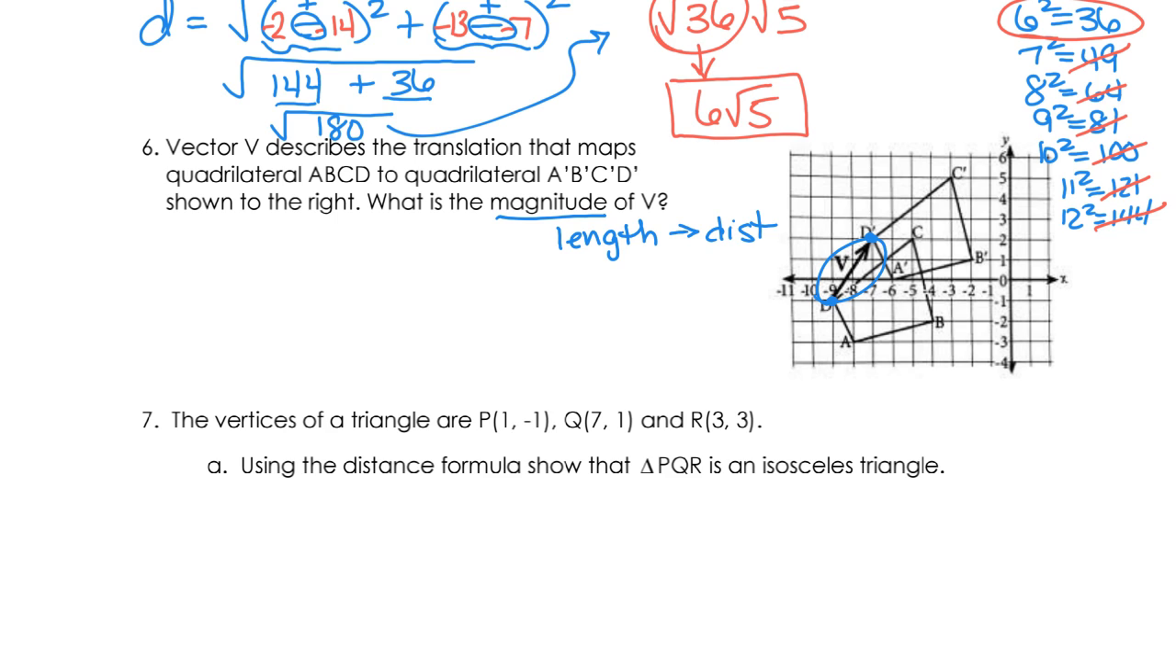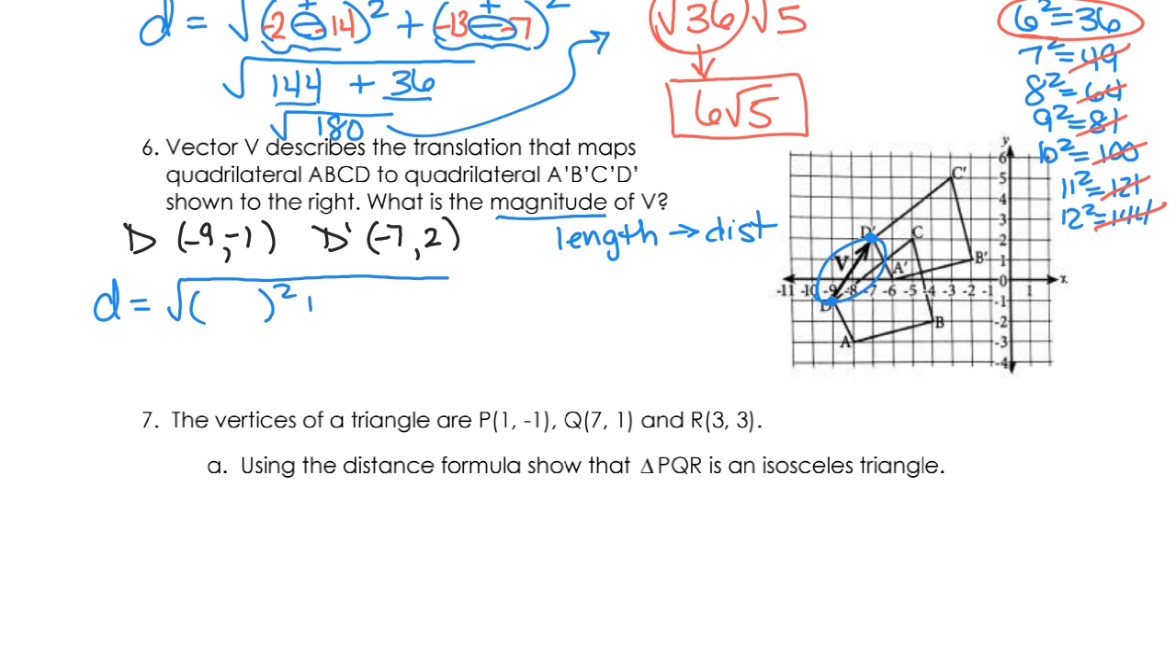So before I start, I'm going to write down the coordinates of D, which is at -9, -1. And I'm going to write down the coordinates of D prime, which is -7, +2. And now I'm going to go ahead and find the length or the distance between those 2 points that the vector connects. All right, so structure of my formula first. And then I'm just going to go ahead and plug in my x's, which is -9 and -7. And then my y's, which is -1 and 2.